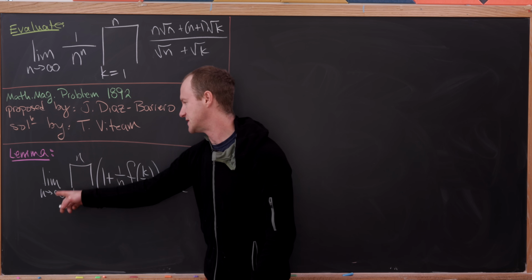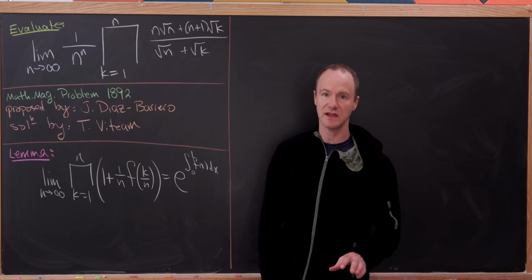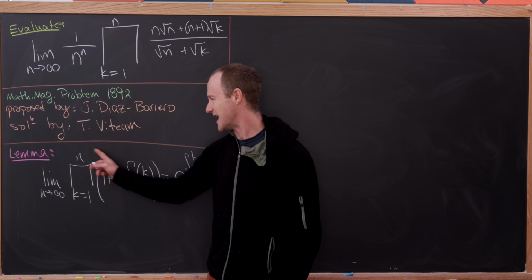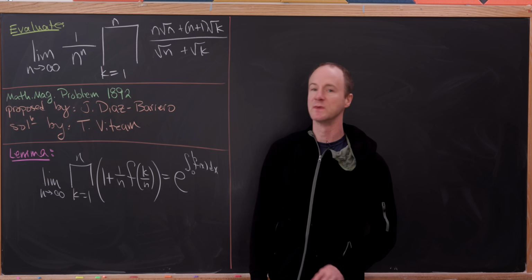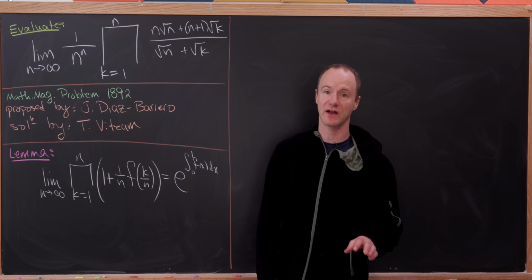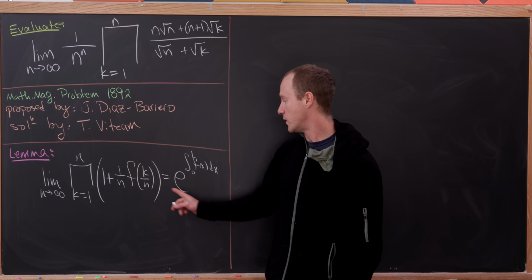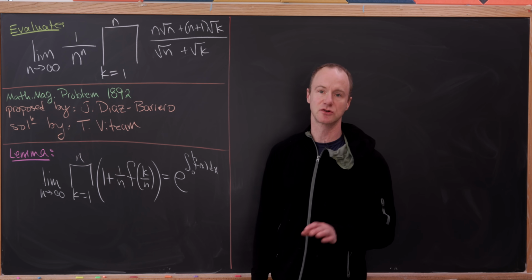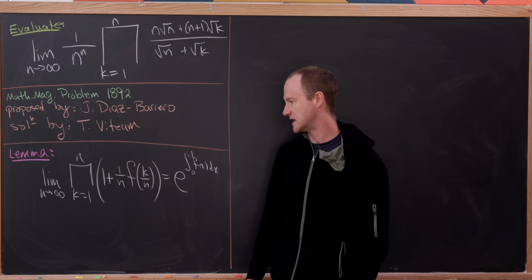And that is if we take this limit as n goes to infinity of this, well, it's like an nth partial product of 1 plus 1 over n times f evaluated at k over n, we get e to the integral from 0 to 1 of f of x dx.